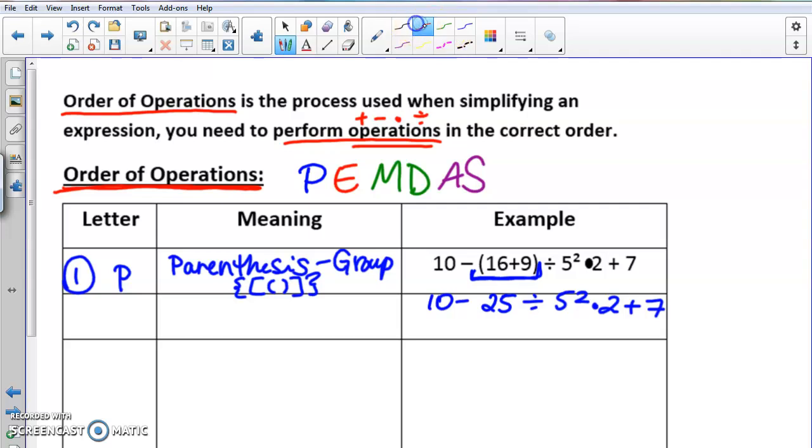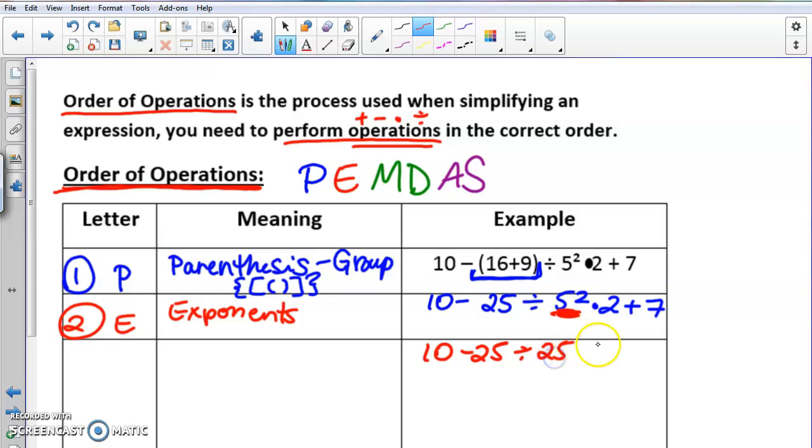So our second step in our order of operations is exponents. And that's why we just reviewed our powers to make sure we're all good with exponents in our order of operations. So if you go back through this second step, we have an exponent here. We have 5 squared, so that's what we got to do next. So we're going to say 10 minus 25 divided by 5 squared is also 25, so it's 5 times 5, times 2 plus 7. Awesome.